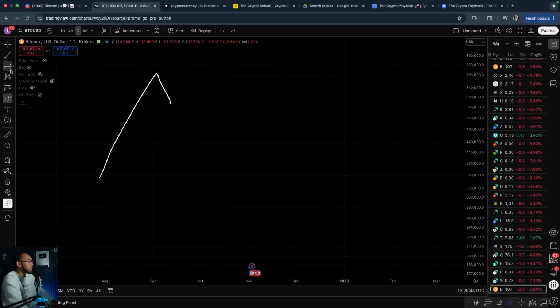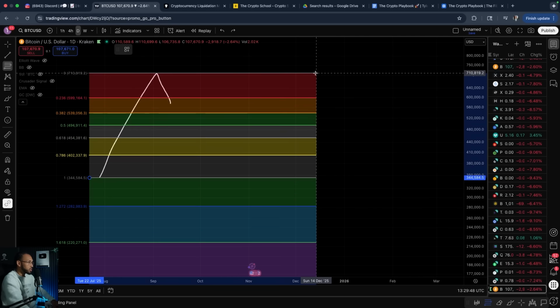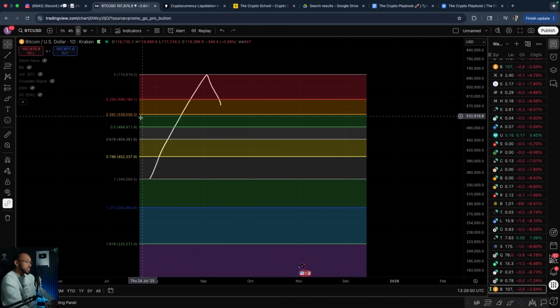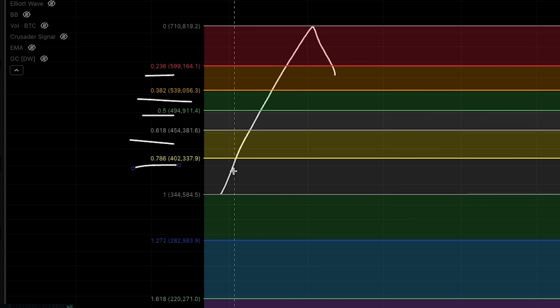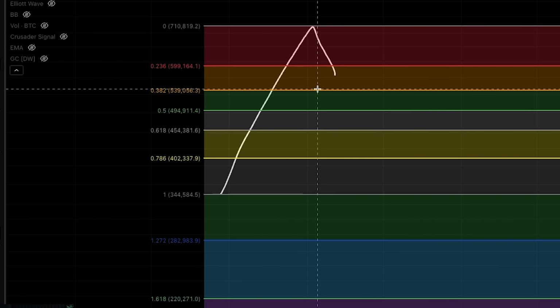So what we're going to do is, since it is going down, we're going to start at the bottom and go to the top. And what this now gives us is a bunch of these different levels. Okay, you see how right here it says 0.236, 0.382, 0.5, 0.618, 0.786, right? You see how we have all of these levels? These are called Fibonacci retracement levels.